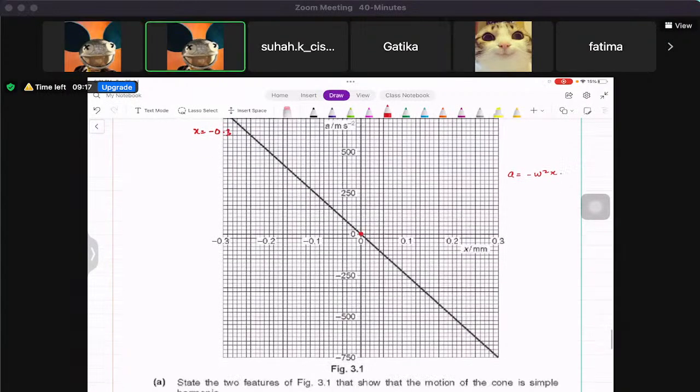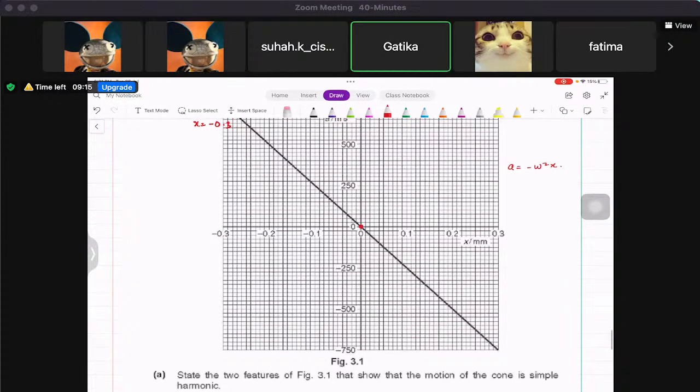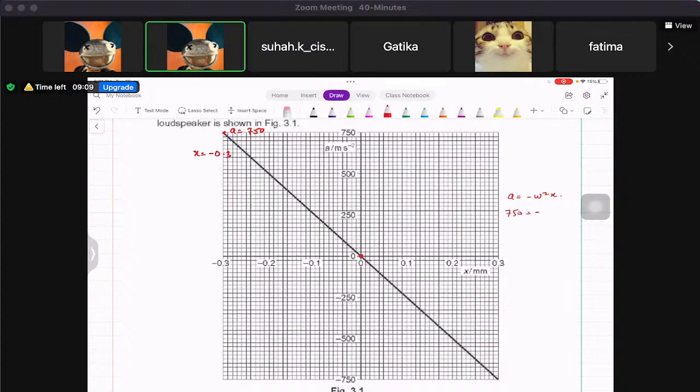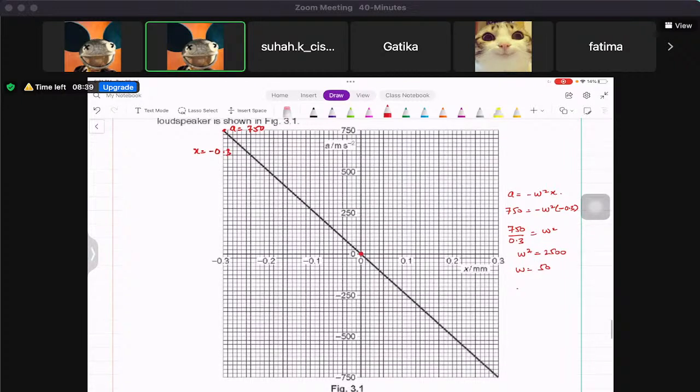So let's find the gradient. Will it be minus? I don't think it will be minus. So 750 equals minus omega square times minus 0.3. Minus minus is going to cancel out. So 750 divided by 0.3 is omega square, and that is 2500. Omega square is 2500, and then omega is 50. Then we need to find the frequency: omega is 2 pi f. So 50 divided by 2 pi is the frequency.